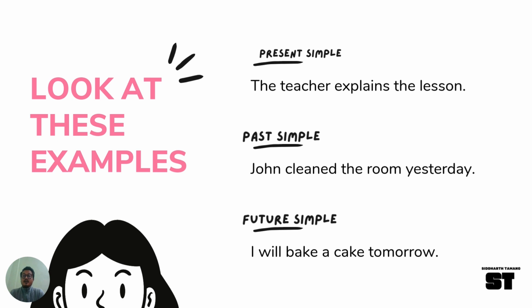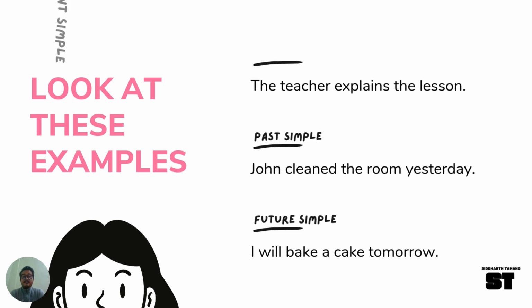Past simple. John cleaned the room yesterday. Action is being performed by John, and the room, that is a noun, is the receiver of the action. Future simple. I will bake a cake tomorrow. Action is being performed by yourself, and the cake, that is a noun, is the receiver of the action. This shows that in active voice, the doer of the action is the subject of the sentence.